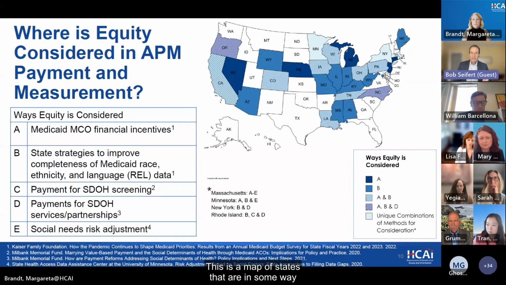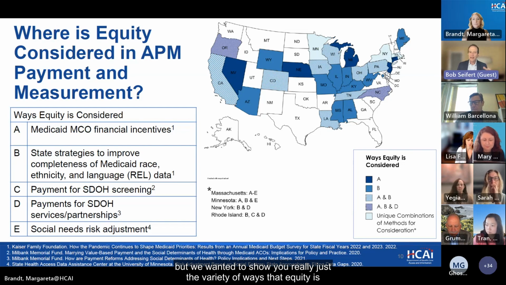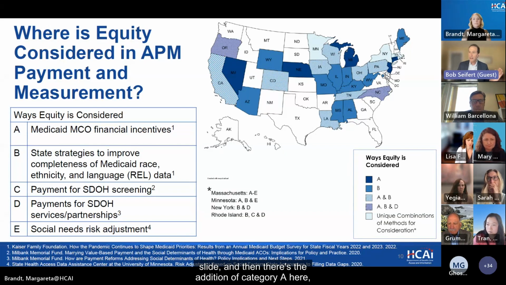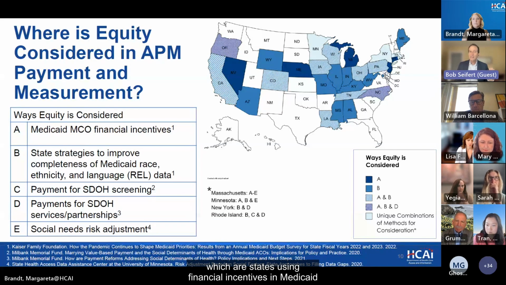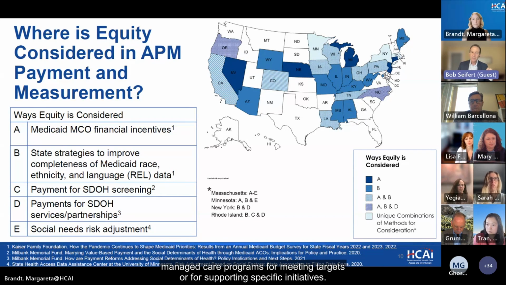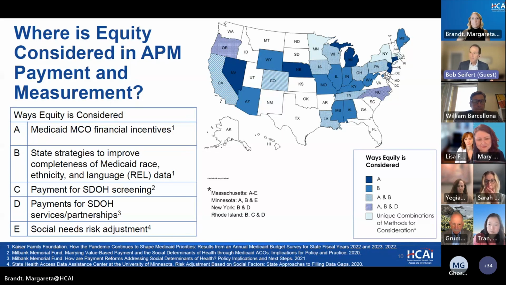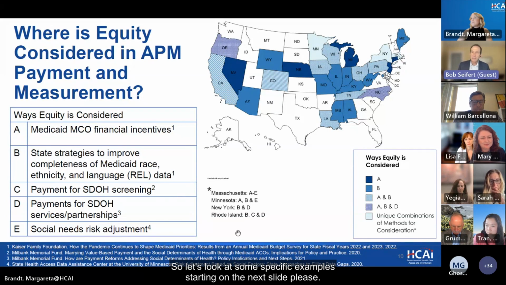This is a map of states that are in some way considering equity in APM payment and measurement. It's a bit complicated. There's a legend on the side there, and you have the slides. But we wanted to show you really just the variety of ways that equity is considered in an APM environment and where that is happening. Four of these are the same categories that were listed on the previous slide, and then there's the addition of category A here, which are states using financial incentives in Medicaid managed care programs for meeting targets or for supporting specific initiatives. The map shows that there is activity in this area, in the Medicaid MCO financial incentives area, in a majority of the states, including California. So let's look at some specific examples starting on the next slide, please.